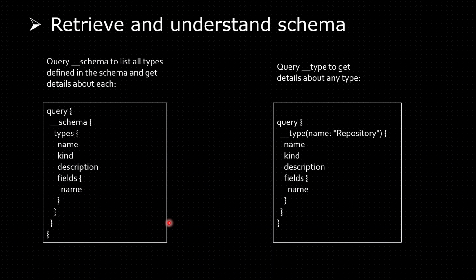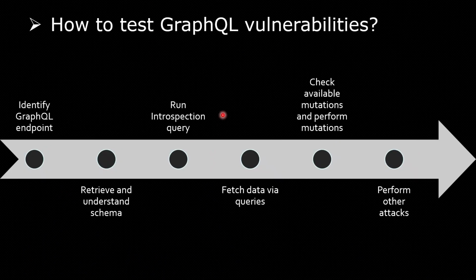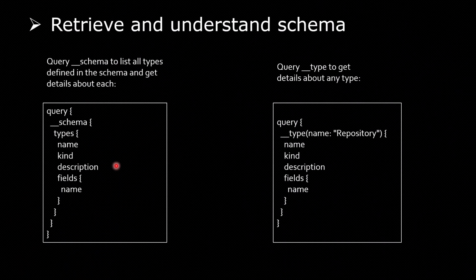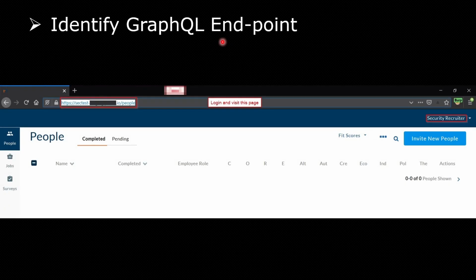As of now, we'll understand the vulnerability POC via screenshots as well. First is to identify the GraphQL endpoint, and second is to retrieve the schema. So this is the payload for the schema. If you want to retrieve and understand the schema from the server, this is the query you can use. Now let us have a look at the vulnerability POC.